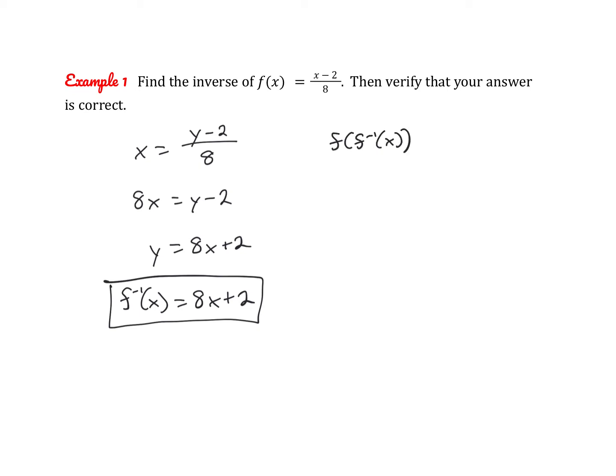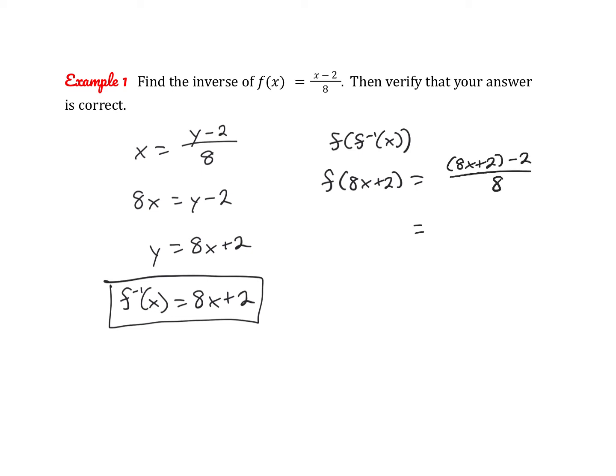So what does that mean? We take our original function and we're going to substitute our inverse into it. So I'll write it like this. F inverse of x is 8x plus 2. So we're taking 8x plus 2 and we're going to replace it wherever we once saw an x. So here, 8x plus 2 minus 2 over 8.